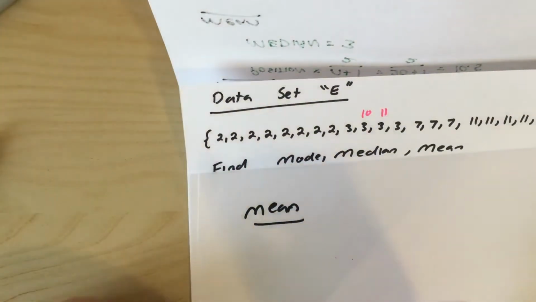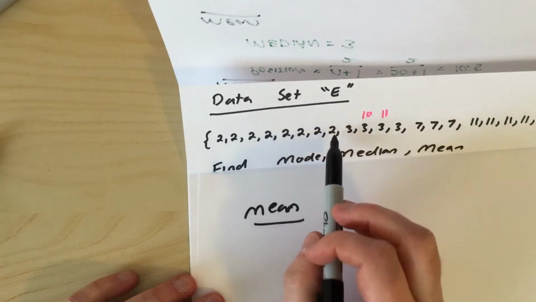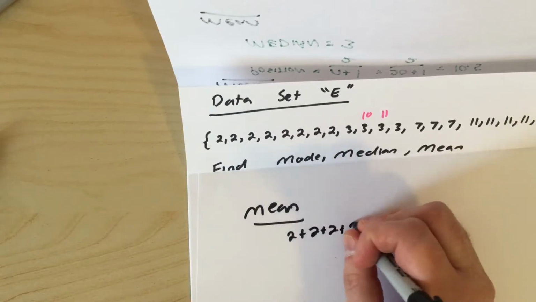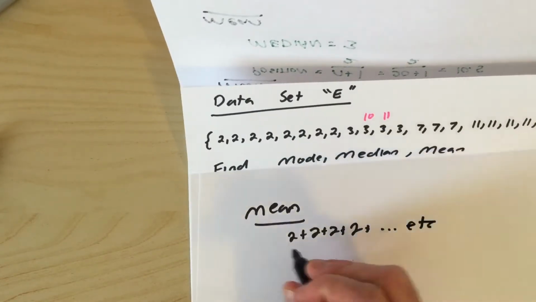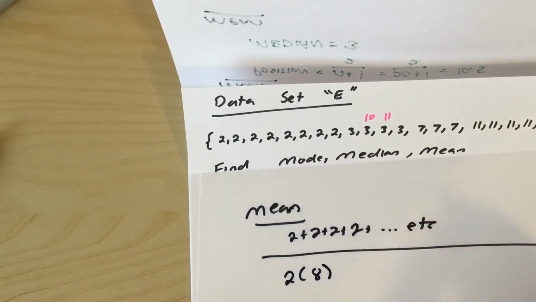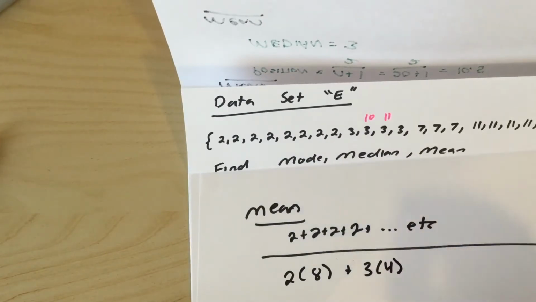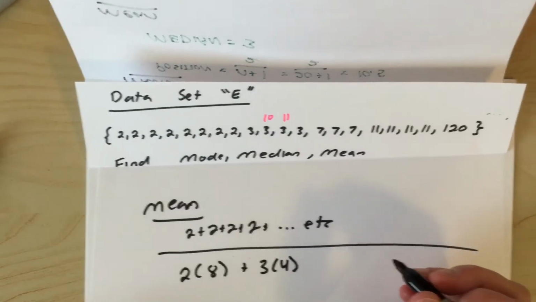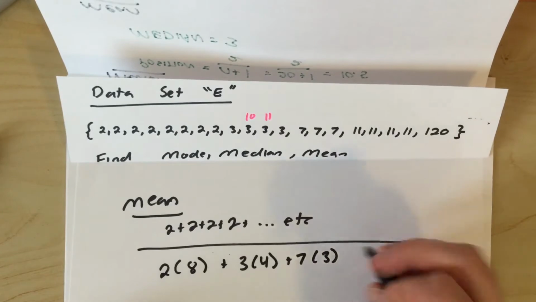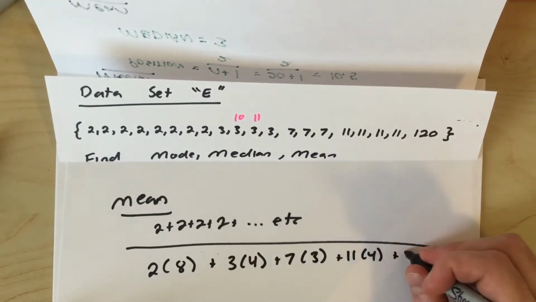So what are we going to do with the mean? We're going to add up the 2, and we're going to add it up 1, 2, 3, 4, 5, 6, 7, 8. So we can write it as 2 plus 2 plus 2 plus 2 plus 2 plus 2 plus 2, etc. But probably we're not going to do it like that. What we're actually going to do is say, no, it's 2 times 8. And then we're going to add up the 3 4 times. That's like 3 times 4. And then we're going to add up the 7 3 times. We're going to add up the 11 4 times. We're going to add up the 120, well, just once.